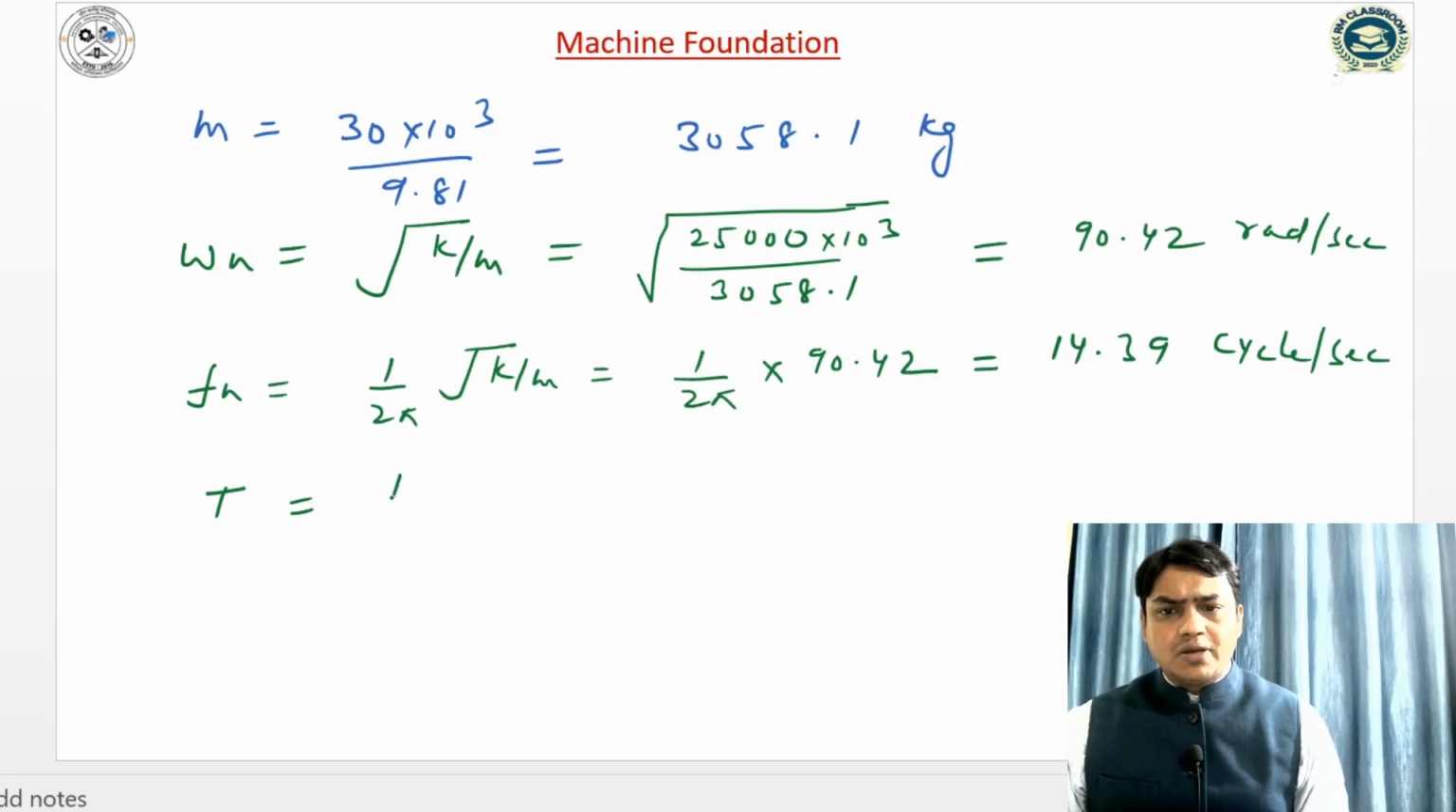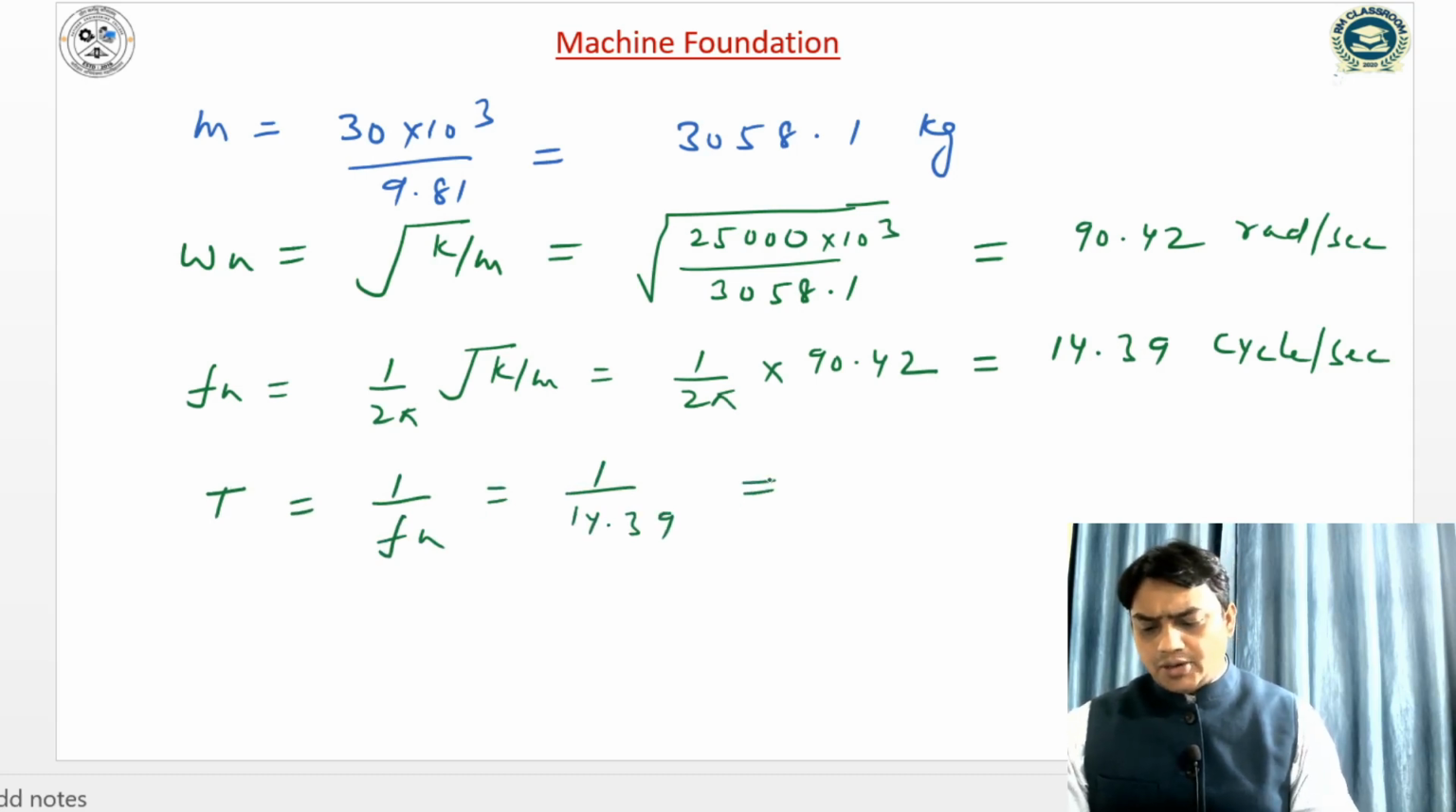Second part, we have to compute the natural time period. It will be 1 by Fn, so 1 divided by 14.39. So it is coming 0.069.